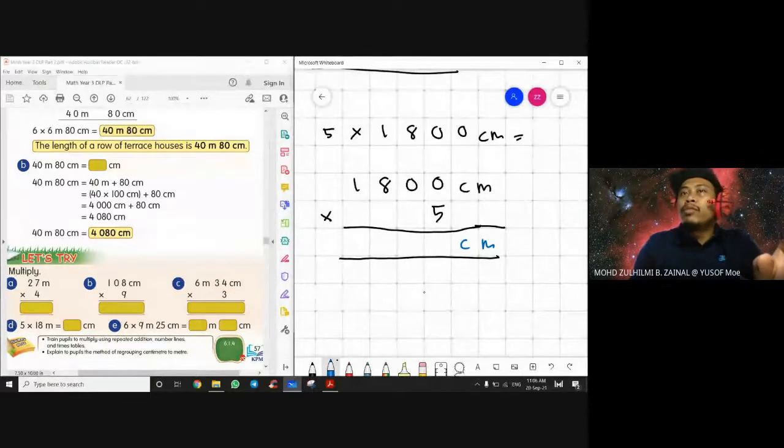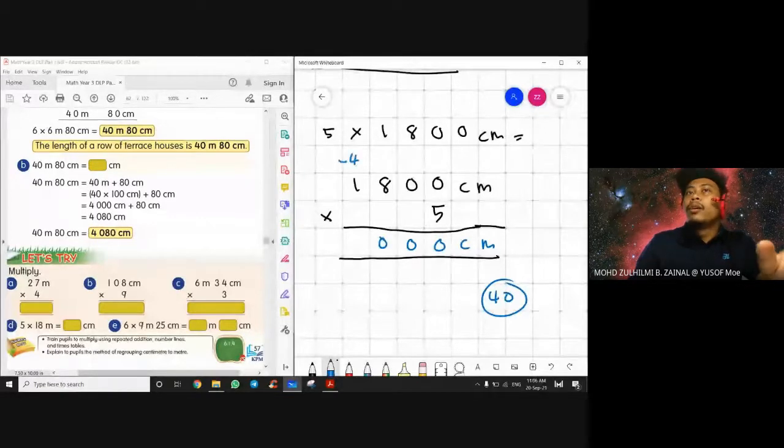So 0 times 5 is 0. 8 times 5 is 40. Kita dah buat dah CP ni tadi, previously tadi kita dah buat, so kita tak nak buat dah. So 40, bring down 0, 4 bring up. Okay, 1 times 5 clearly, ingat. 1 times 5 is 5, bukan 0 5. So 5 plus 4 is 9. Your answer should be 9,000, Vanessa.